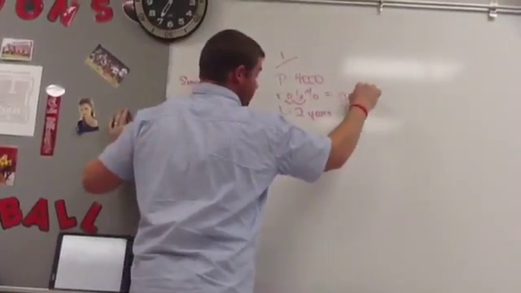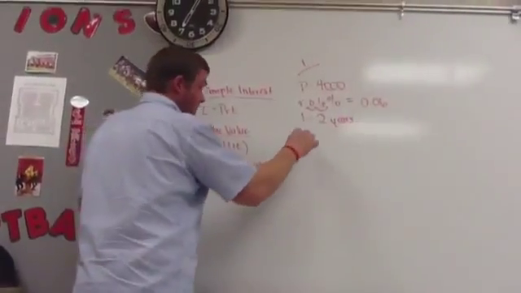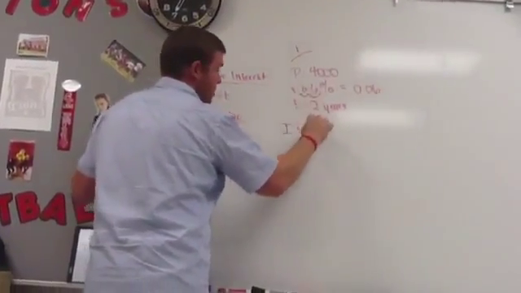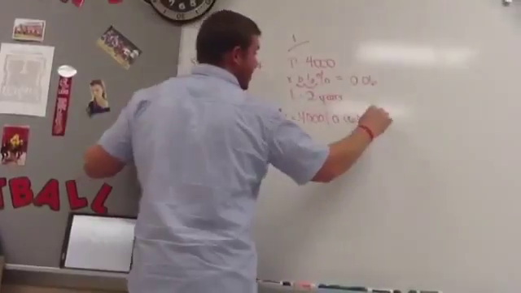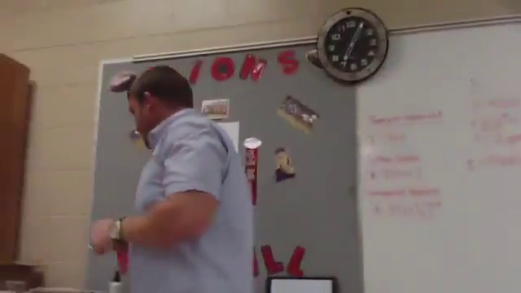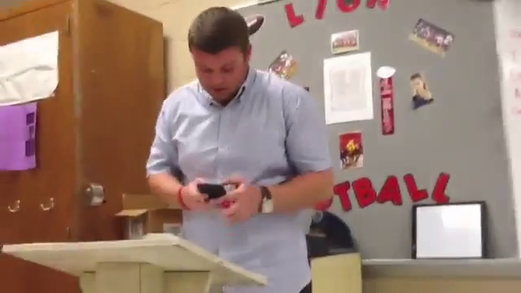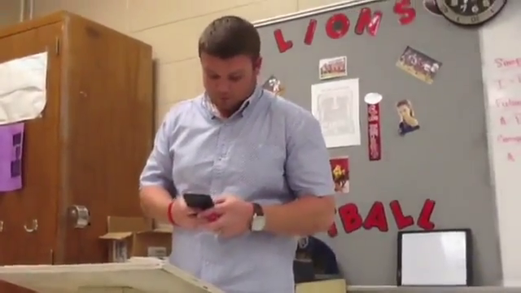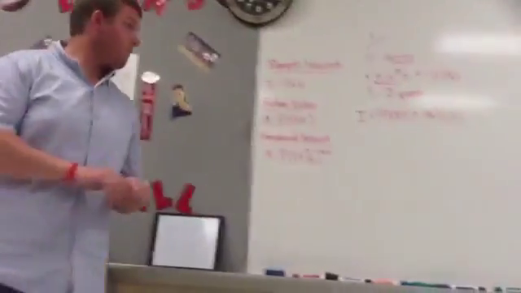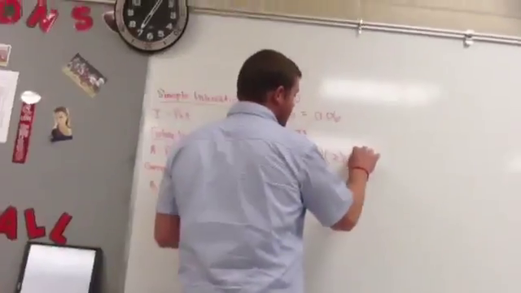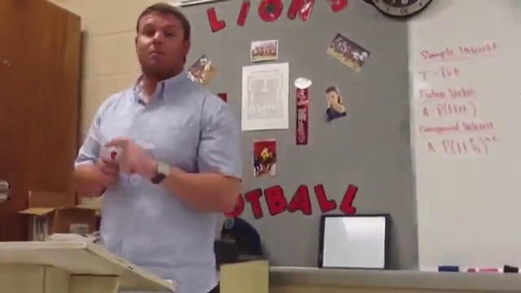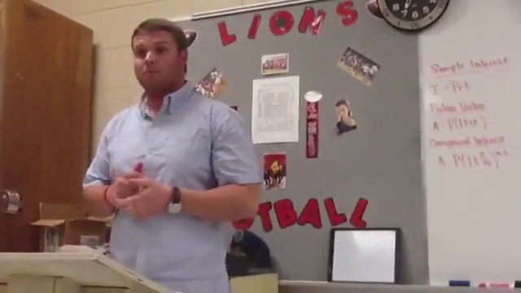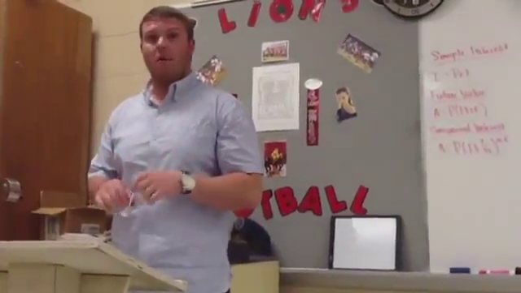So 0.06. The interest equals your principal, which is 4,000, times your rate, which is 0.06, times your time, which is 2 years. Okay? If you put that in the calculator, you get 480. So your interest for those 2 years will be 480. Alright? Does that make sense? Okay.